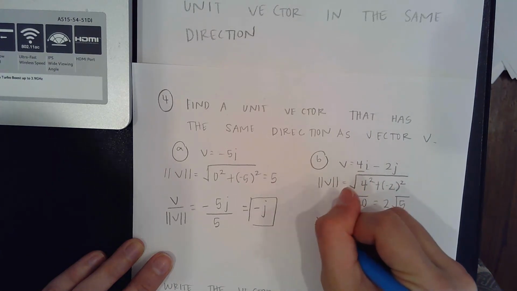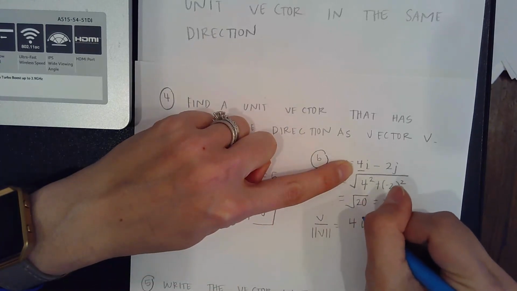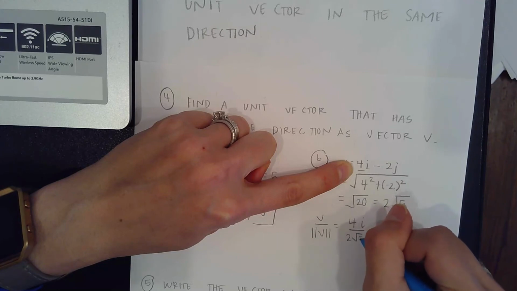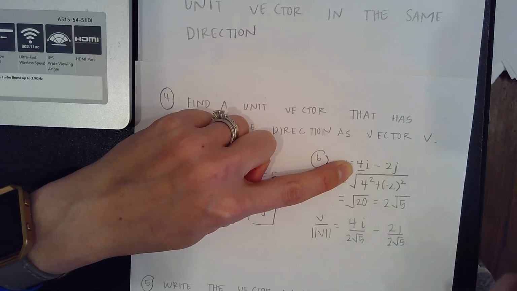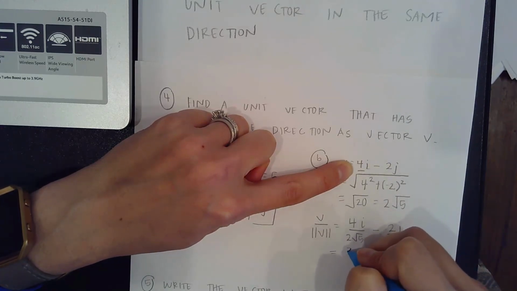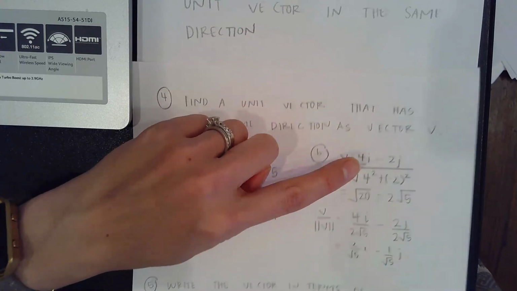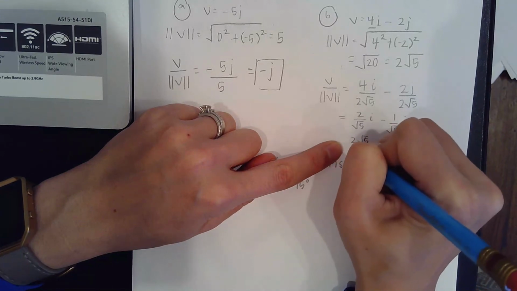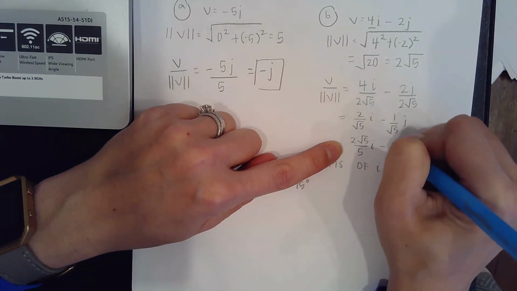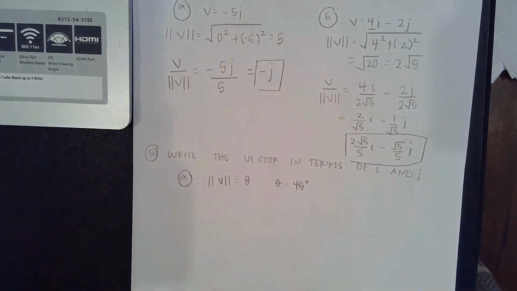So I'm going to take my v and divide it by the magnitude of v. So I'm going to take 4i and divide it by 2 square roots of 5. And I'm going to take 2j and divide it by 2 square roots of 5. So this is going to be 2 over square root of 5 i minus 1 over square root of 5 j. But remember, we like to rationalize the denominator. So this will be 2 square roots of 5 over 5 i minus square root of 5 over 5 j. Okay. So here is the unit vector.